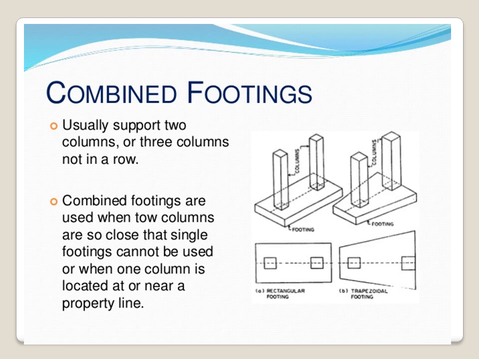Next is combined footing. Combined footing usually supports 2 or 3 columns not in a row, because these are used when 2 columns are so close that single footings cannot be used, or when one column is located at or near a property line. You can see there are 2 columns supported by only one footing. So it can support 2 or more columns, and that's why it's known as combined footing. Depending upon the shape of the footing, it is divided into 2: rectangular combined footing and trapezoidal combined footing.